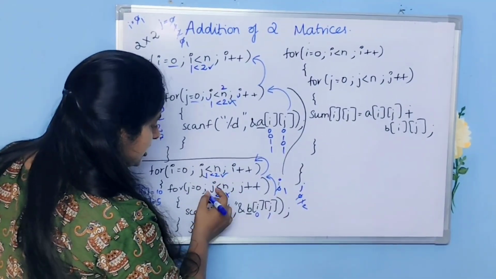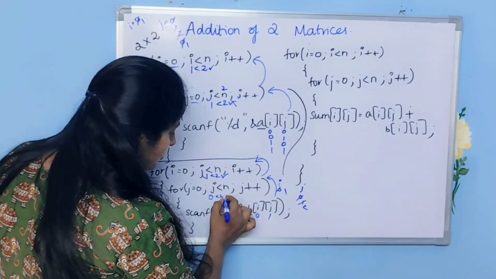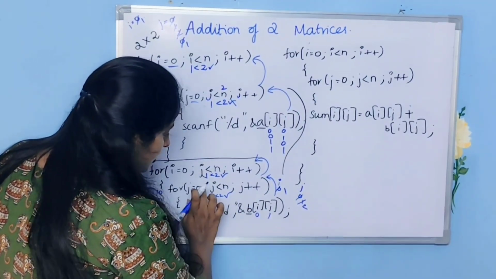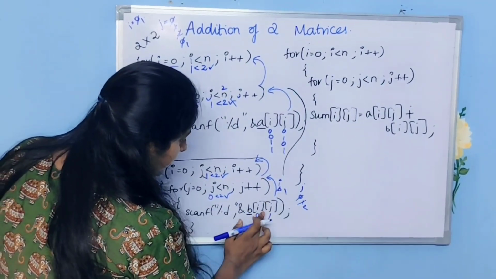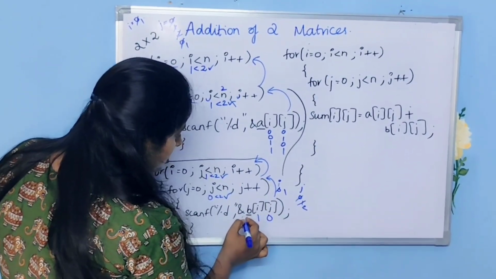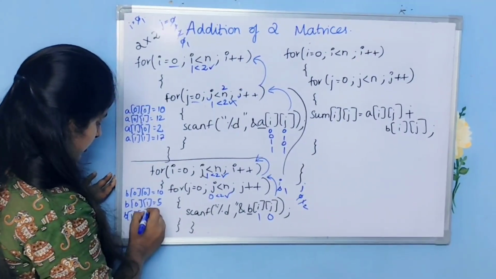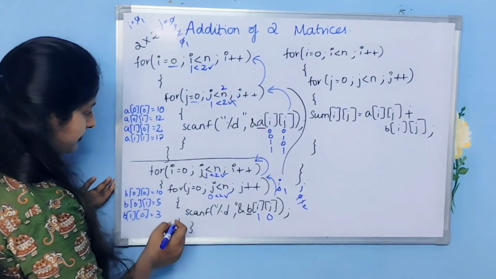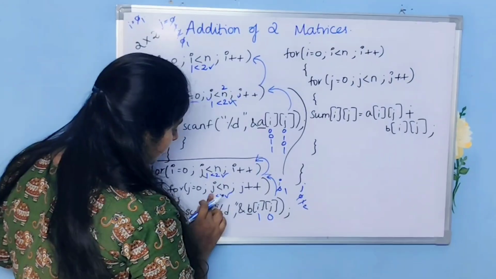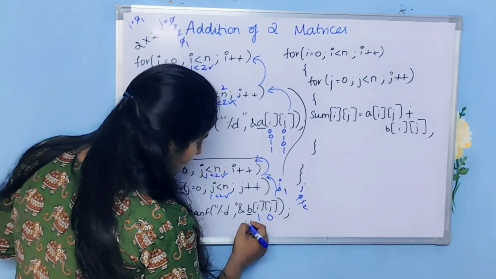Again, the j value is initialized to 0. 0 is less than 2, condition true. Okay, so i equals 1, j equals 0. So B of 1, 0 equals some value, 3. Again, the j value is incremented. J is 1. 1 is less than 2, condition true. So it came down.